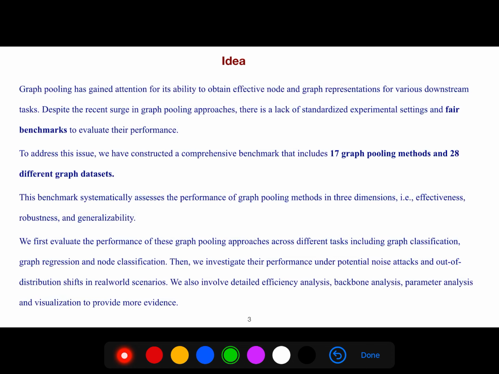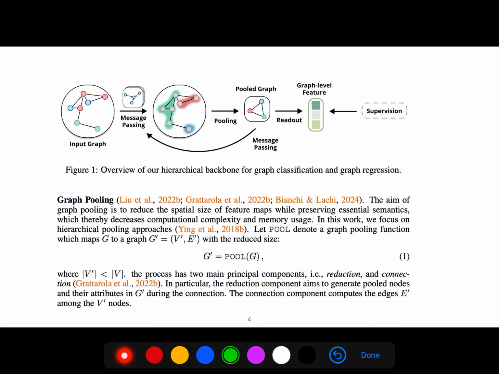generalizability. We first evaluate the performance of these graph pooling approaches across different tasks, including graph classification, graph regression, and node classification. Then we investigate their performance under potential noise attacks and out-of-distribution shifts in real-world scenarios. We also investigate detailed efficiency analysis, backbone analysis, parameter analysis, and visualization to provide more evidence.